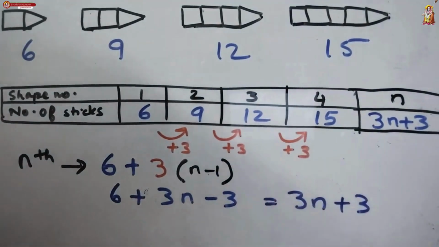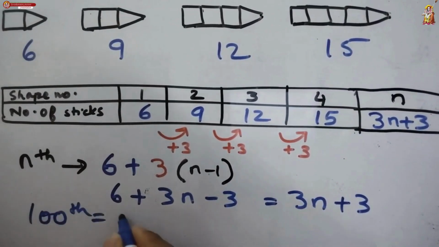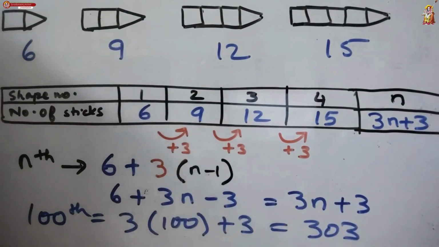So 100 இருந்தால் எவ்வளோ ஆகும்? 100th ஷேப்புக்கு எவ்வளோ ஆகும்? 3 into 100 plus 3 which is equal to 303. அவ்வளோ matchsticks தேவைப்படும் for the 100th pattern.